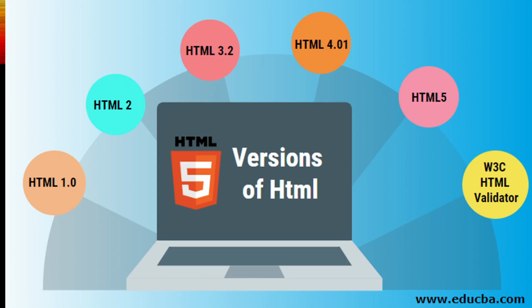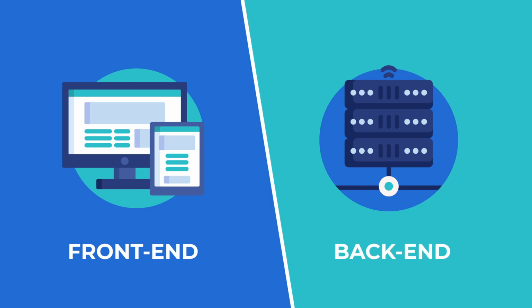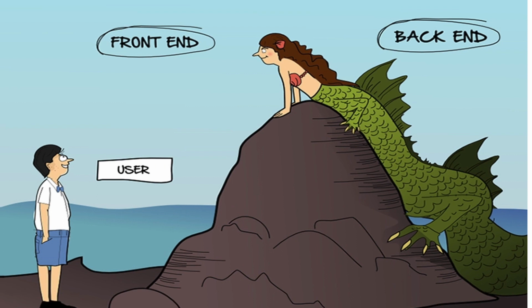Versions of HTML. These are the versions of HTML: HTML 1, 2, 3.2, 4.01, 5, and the W3C HTML validator. So HTML consists of front end and back end. So this is how the front end and back end are. For the user, the front end may look good, but the back end is much more complicated, and the length of code is high in the back end.